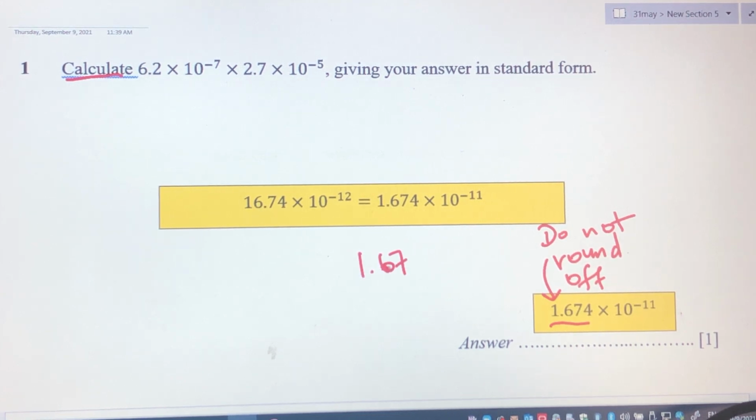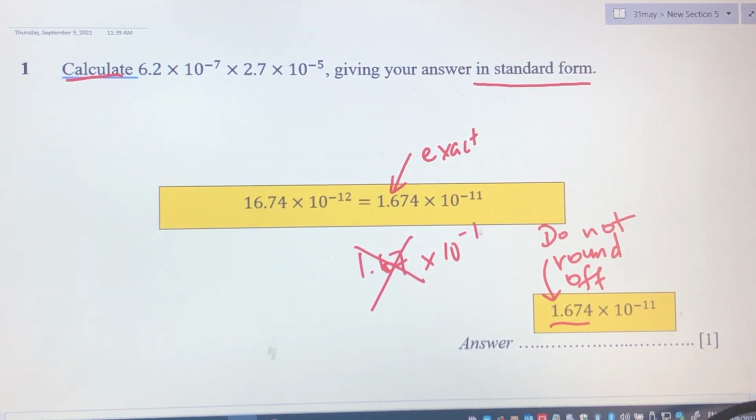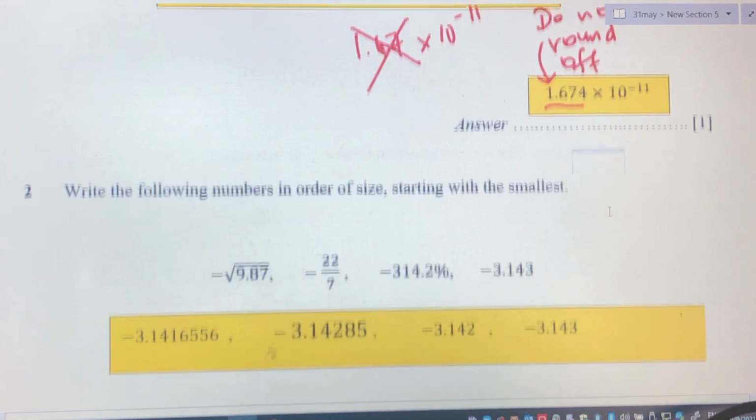1.67. Now, why did you do that? The question only asks you to express in standard form. They didn't say express in 3SF, they didn't. And this is exact. This is an exact answer. So you do not do that, okay? You do not express this as this. This is wrong. Okay? So some of you got 0 for this very easy question.